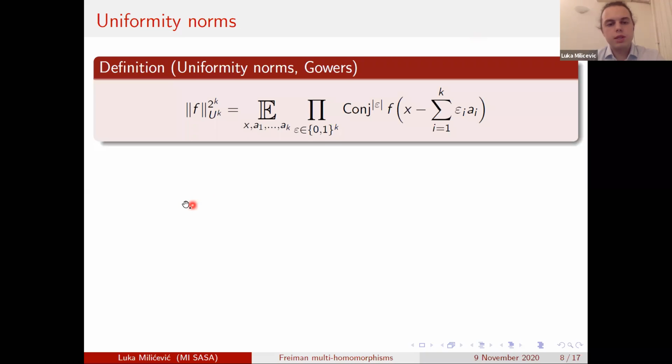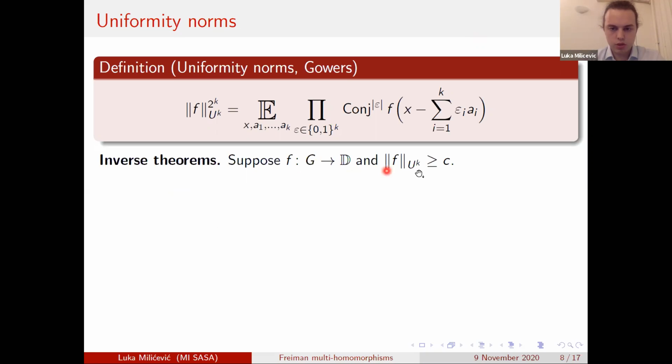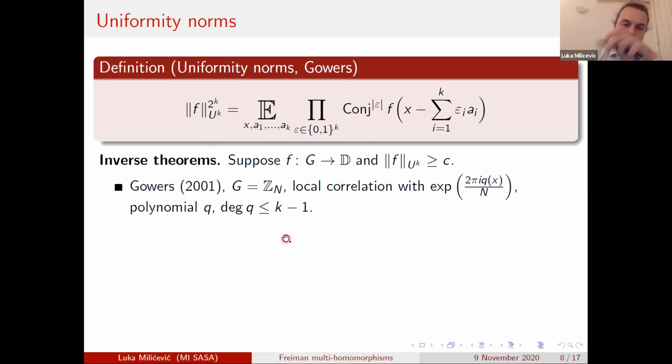So in Tim's proof of Szemerédi's theorem, what we have to do is actually to understand functions that have large uniformity norms. So that's essentially the main goal. And theorems that say something about the structure of such functions are called inverse theorems for uniformity norms. And the first such result was, of course, proved by Tim himself when he proved Szemerédi's theorem.